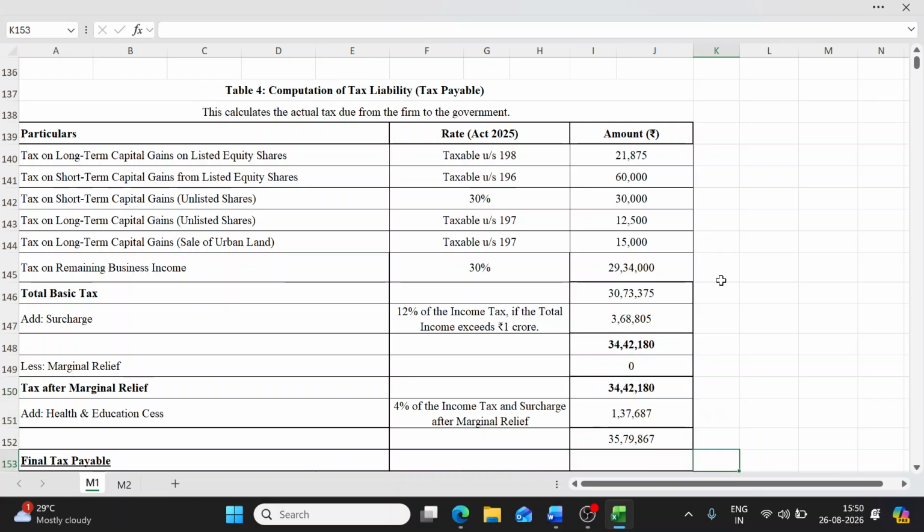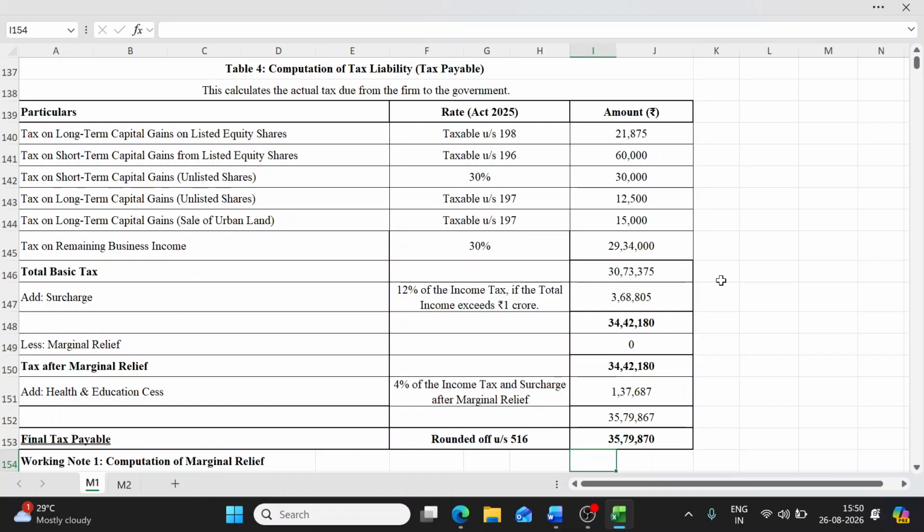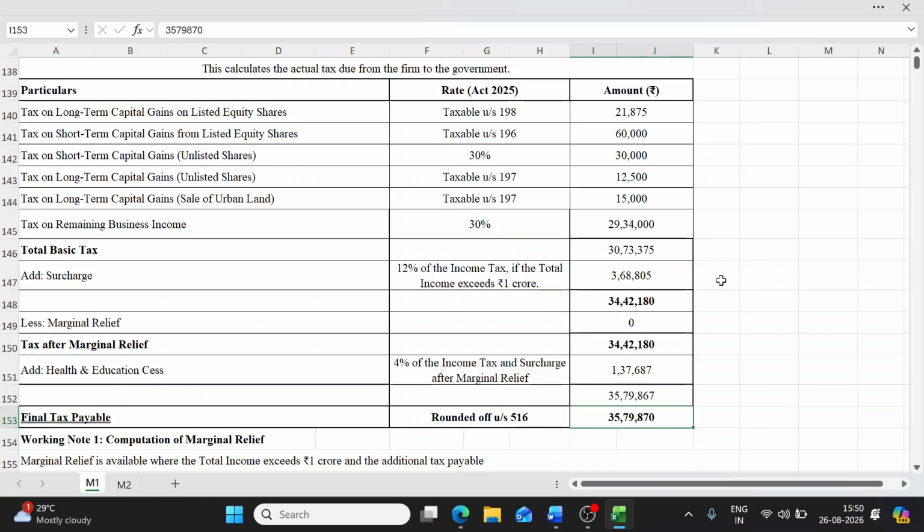We should round it off to the closest 10. Under section 288B, let's round it off to the nearest 10, which is 70. So 35 lakhs 79,870 is the final tax payable figure. So this firm should pay 35 lakhs 79,870 as tax on its taxable income.